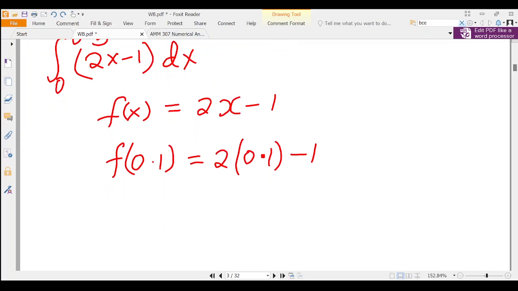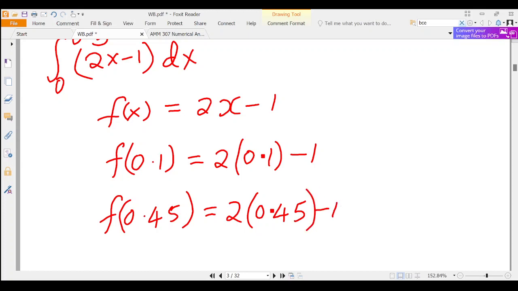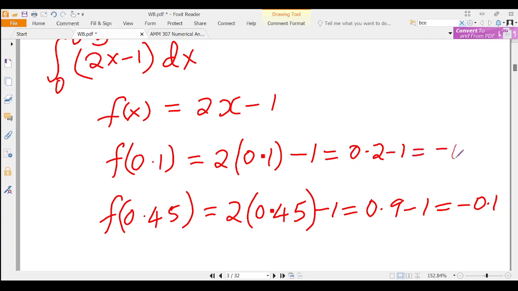Then the value at 0.45 will be 2 times 0.45 minus 1. Maybe I can evaluate this first. This is 2 times 0.45, which will give us 0.9. So 0.9 minus 1 will give us negative 0.1. And this is 0.2 minus 1, which is negative 0.8.